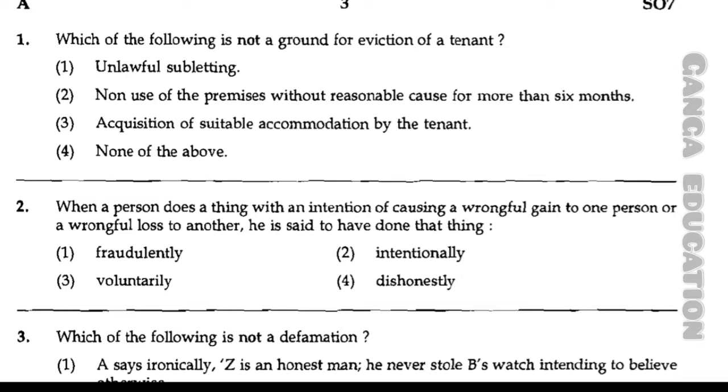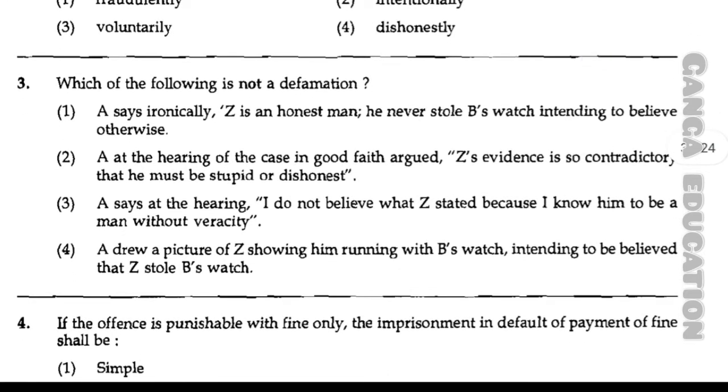Now question number 2. When a person does a thing with an intention of causing a wrongful gain to one person or a wrongful loss to another, he is said to have done that thing. Option number 1. Fraudulently. Option number 2. Intentionally. Option number 3. Voluntarily. Option number 4. Dishonestly. And the correct answer is option number 4. Dishonestly.